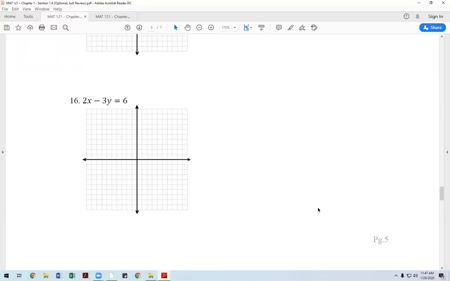Okay, so did we all get our line? Okay, what do we need to do for number 16? Get y by itself. You want to get y by itself, yeah. So start by again moving your 2x to the other side.